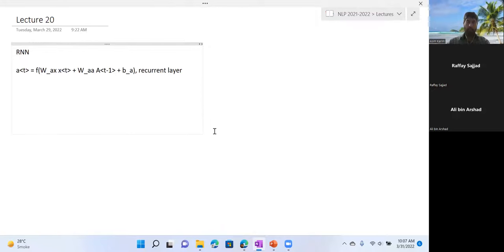And of course, for different t's, this would be repeated. So this is the main recurrence layer, but since we need to make a decision at each time step, you also have an output layer that processes the output at each time step. So we call that y at time t is equal to some other function g of W_ya, again the same notation because it takes as input a at time t and outputs y, plus b_y, the bias vector. You will always have a bias vector.